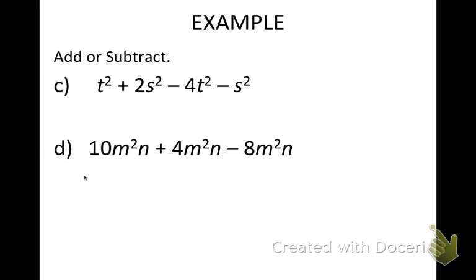See if you can do these. Make them a little bit more complicated. For part C, we've got t squared plus 2s squared minus 4t squared minus s squared. Do it in your head or on your paper first. Don't say it out loud, don't ruin it for everyone in the room.